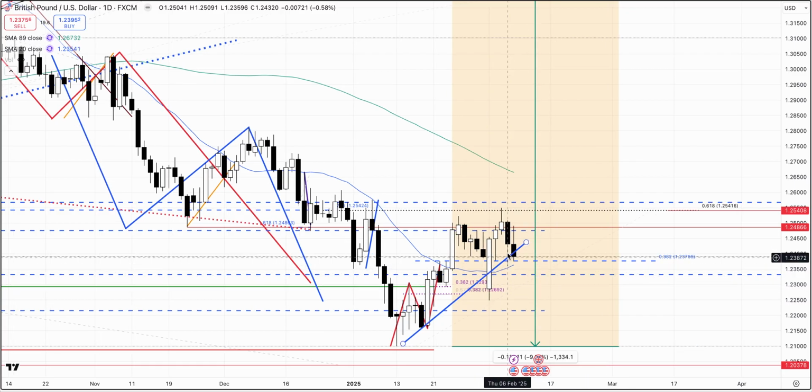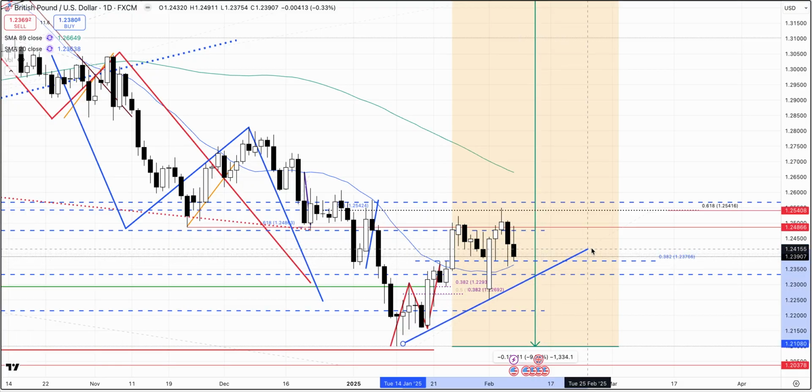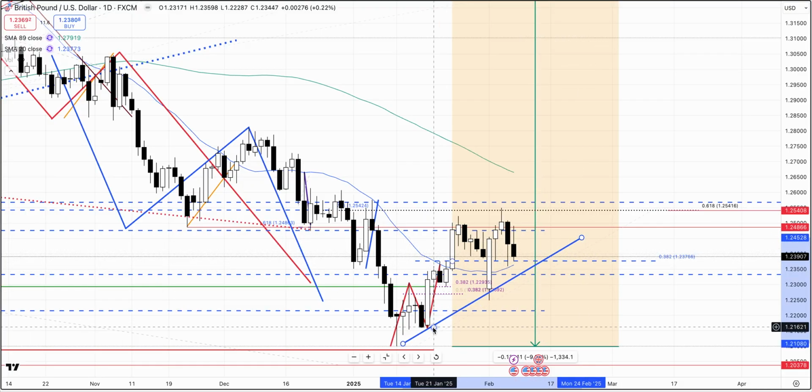One of the key things for the British pound to really start moving higher is to get above this 125.50 level, which is the 61.8% retracement. And we have seen nice rallies come into this market. Let's draw a trend line like this.